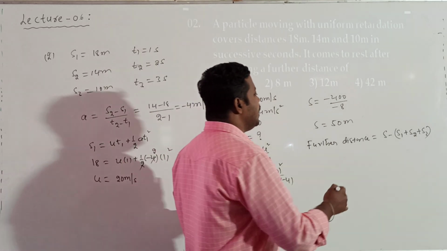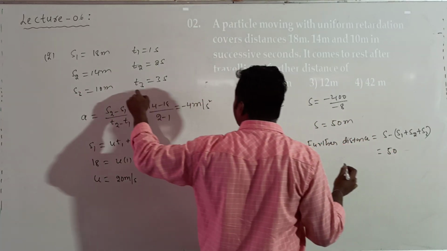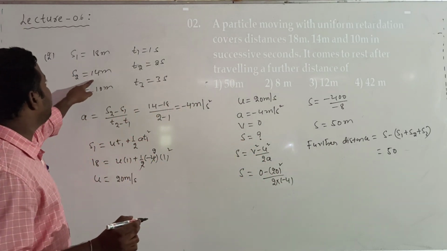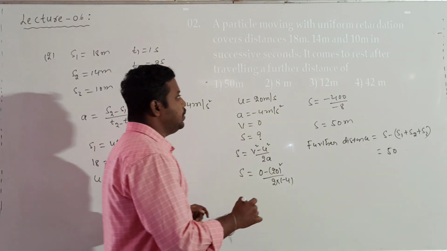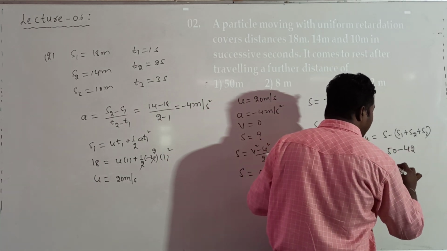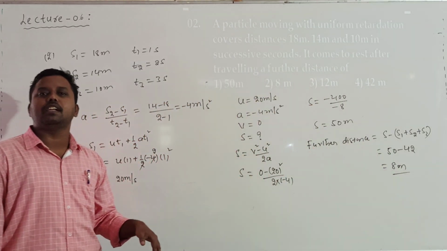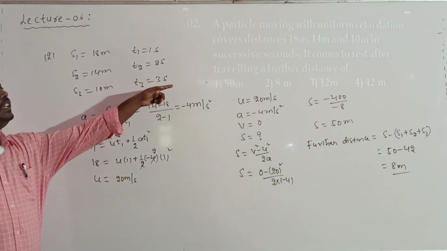So the value here is 50 minus the sum of these: 18 plus 14 plus 10, which is 40. So 50 minus 40, and the answer is 8 meters. 8 meters is the further distance travelled after covering a distance of 10 meters.